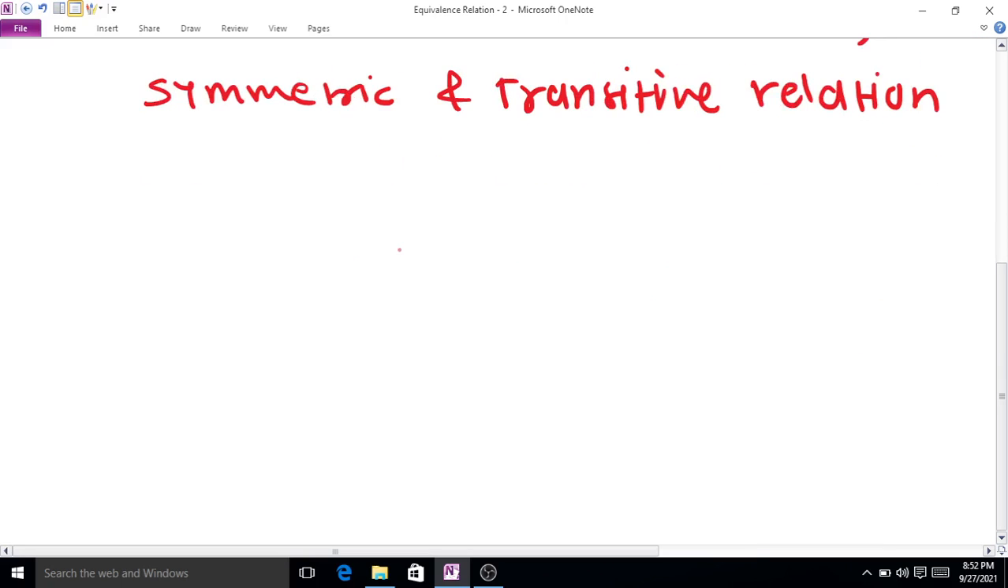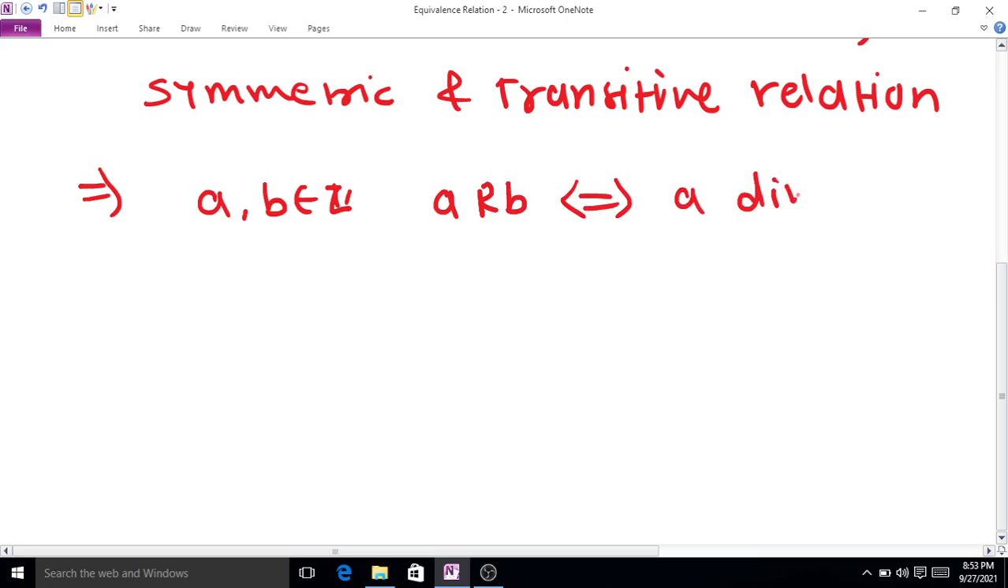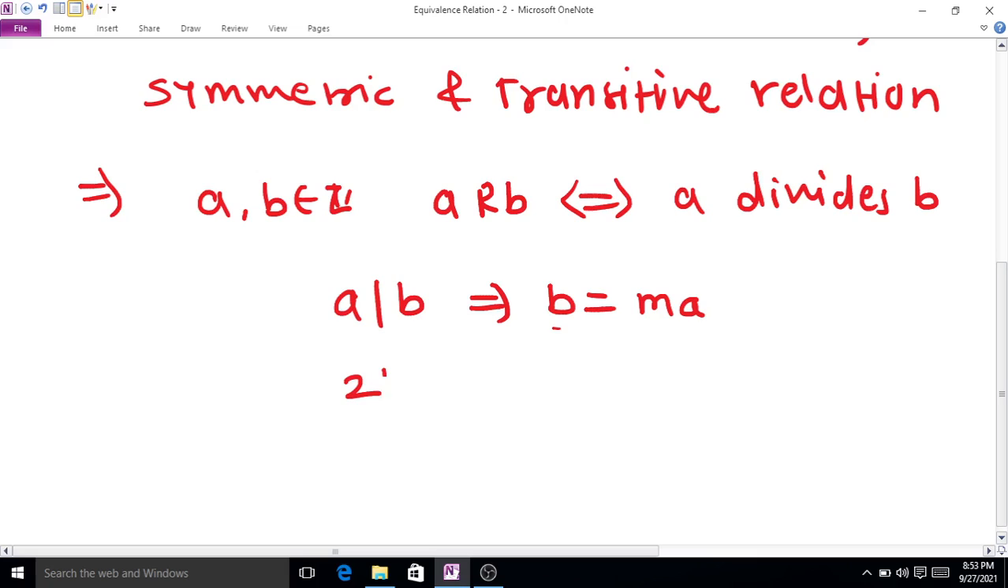Okay. So now, we have given for any a, b belonging to Z, there exists a relation between a and b if and only if a divides b. Symbolically it can be written as a divides b. This implies b is a multiple of a, that is b is equal to m times a. Okay, here b is a multiple of a. For example, 2 divides 6 because 6 can be written as 2 times 3.